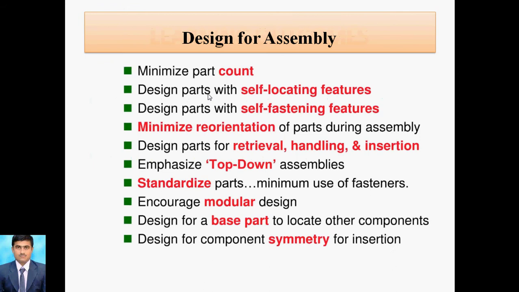In the last lecture we discussed design for manufacturing. Now we discuss design for assembly. Here we cover different points. The first point is the part count. The second point is the self-locating features. The third point is the self-fastening features.